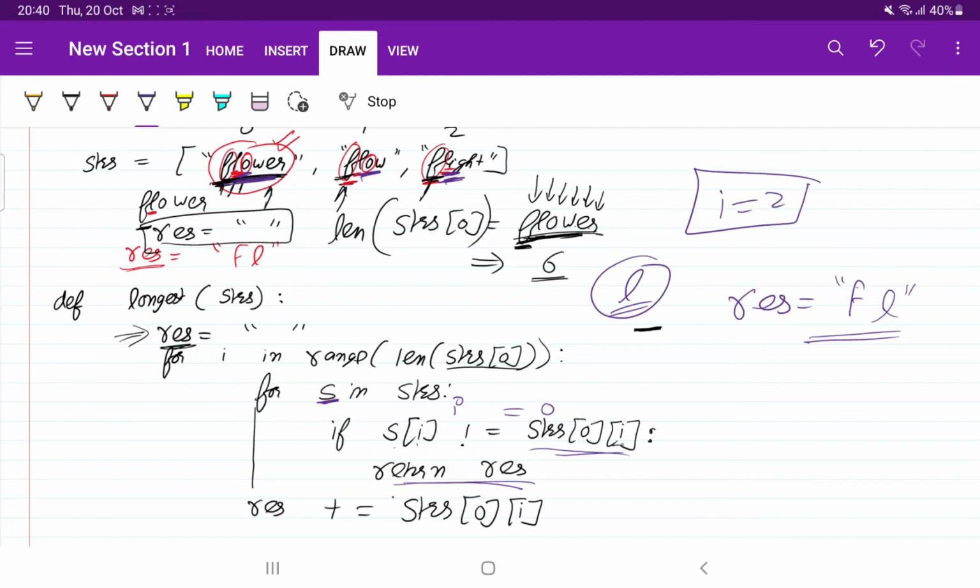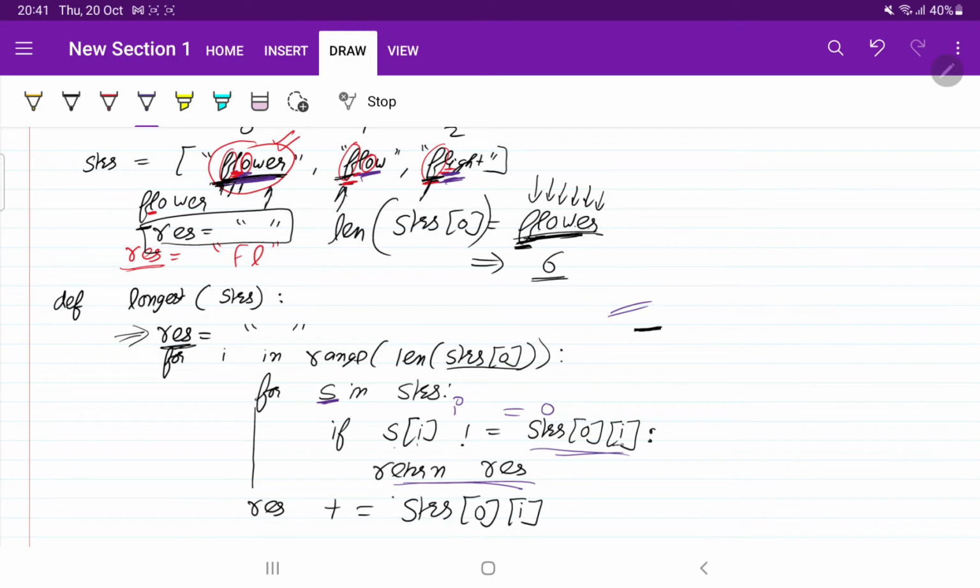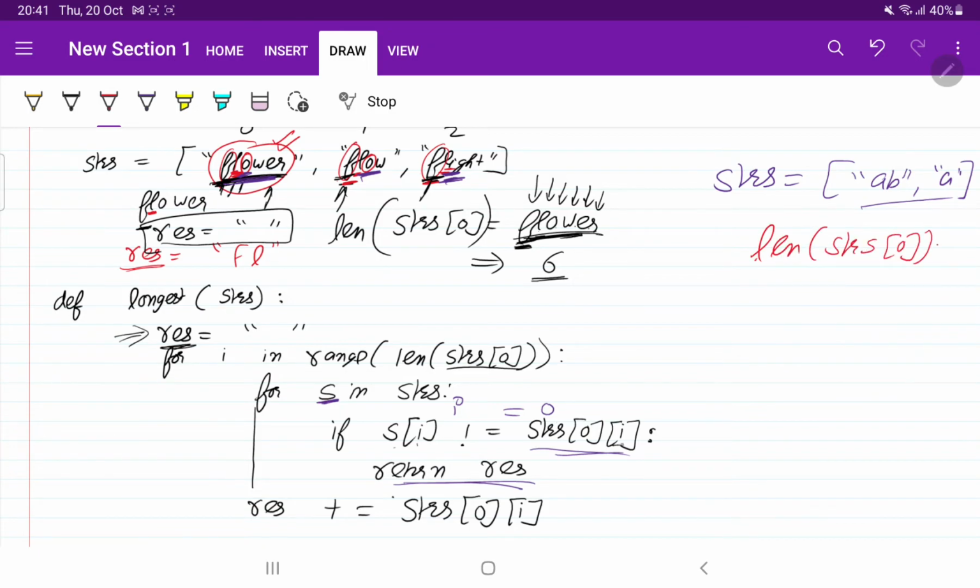Okay. Now let us take an example. Here we have missed only one case. Okay, what is the case? Suppose we got the array something like this. Suppose strs is given like this, where the first word is AB and the second is A. Okay, so whenever you run, your sample test case will pass, but you will get stuck in this type of scenario. How are you going to get stuck? First of all, what is the length of strs of 0? It will be 2.